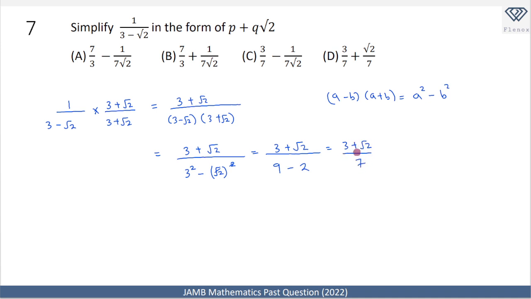And if we split this up, it is the same thing as writing 3 over 7 plus root 2 over 7, which is going to be option D.